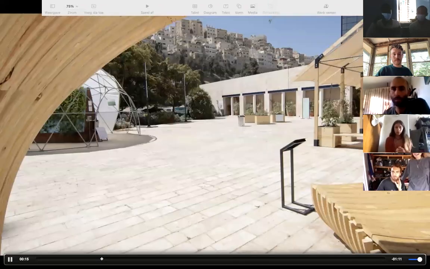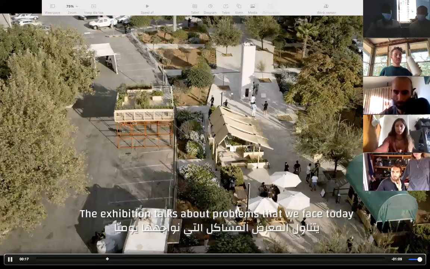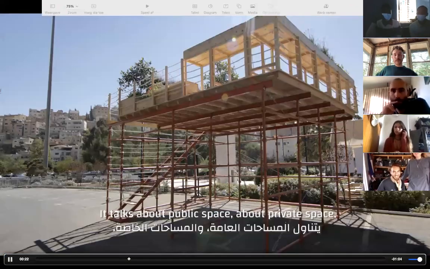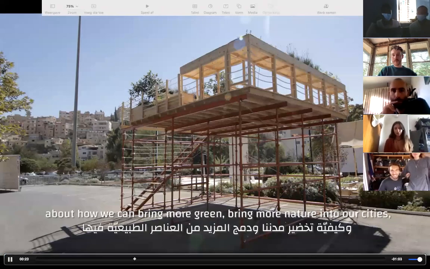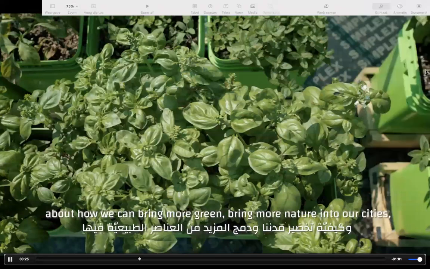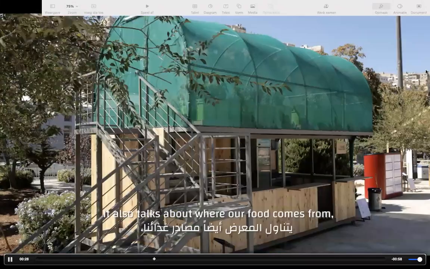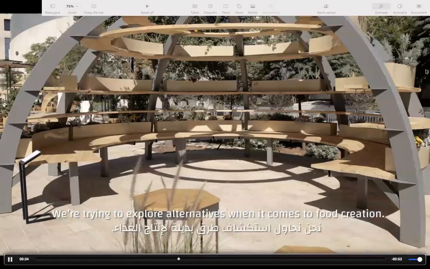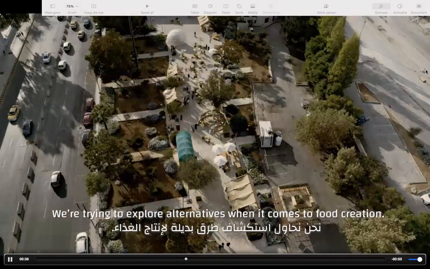The exhibition talks about problems that we face today in our urban environment. It talks about public space, about private space, about how we can bring more green, bring more nature into our cities, about the urban ecology. It also talks about where our food comes from. That's why we call it future food, future city. We're trying to explore alternatives when it comes to food creation.